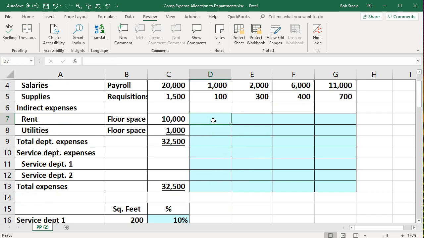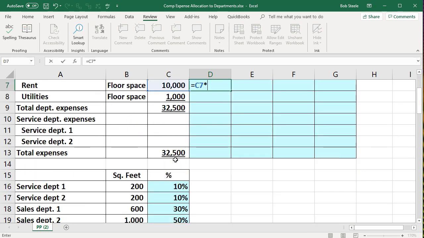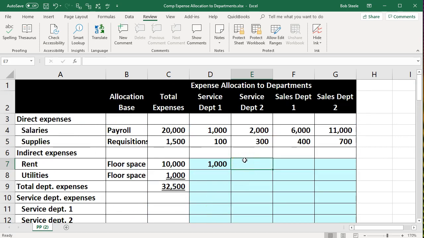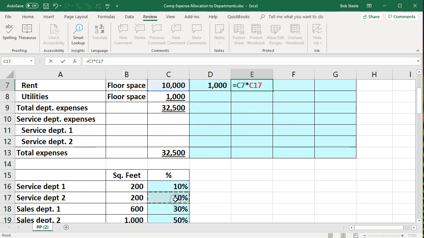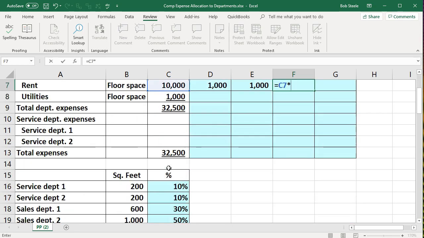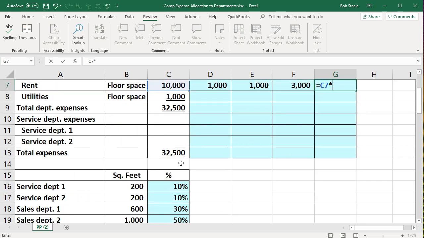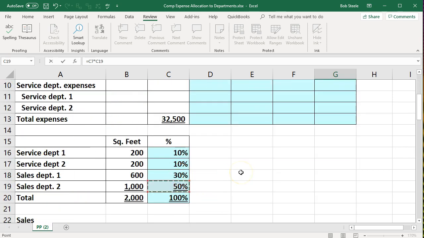We'll simply do that by saying, all right, for service department 1, the 10,000 total times our percentage down here, which is 10%, tab. Then for service department 2, this equals the 10,000 total times the 10% for service department 2, tab. For sales department 1, this equals the 10,000 times the 30%, tab. And for sales department 2, this equals the 10,000 times, scrolling down, the 50%, and enter.